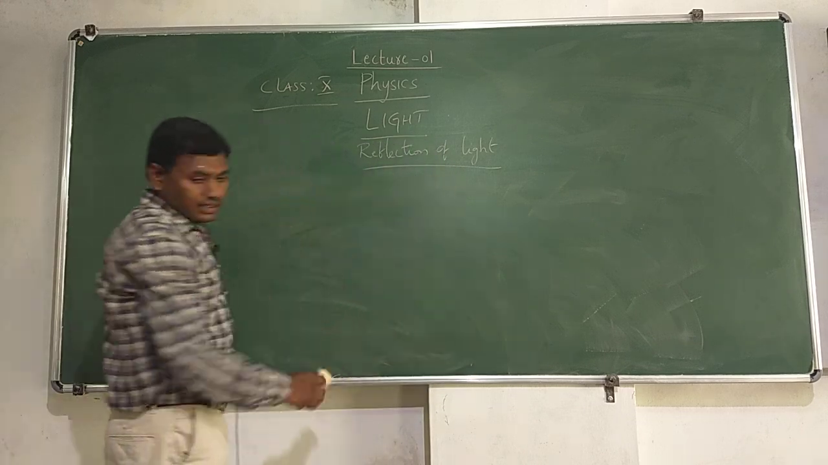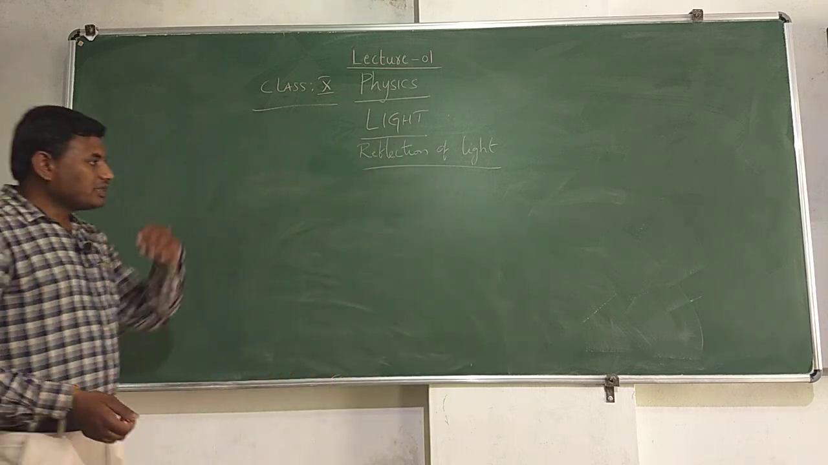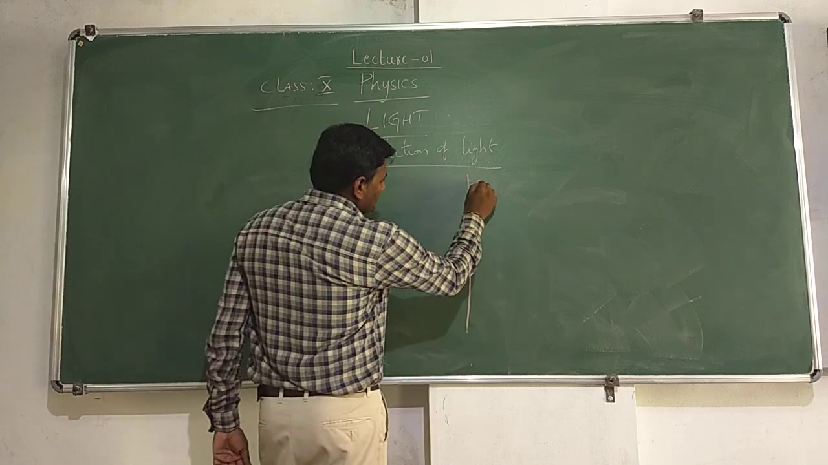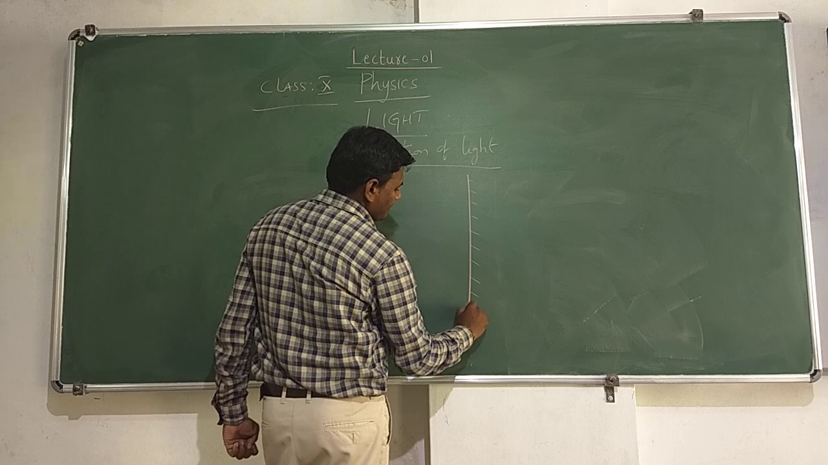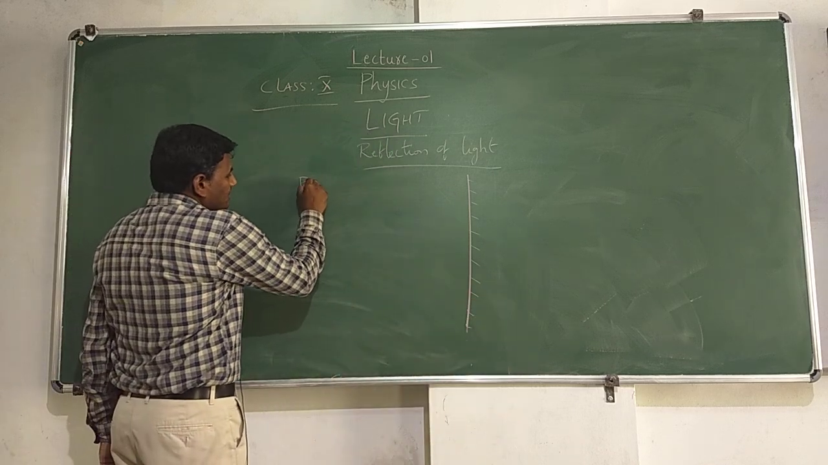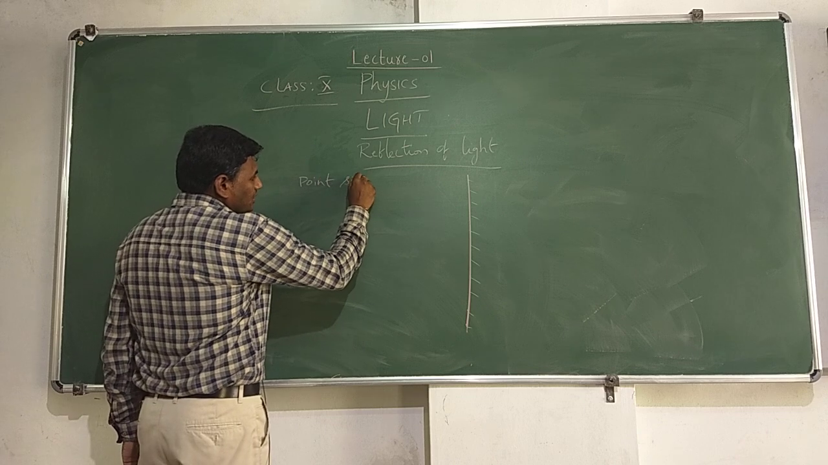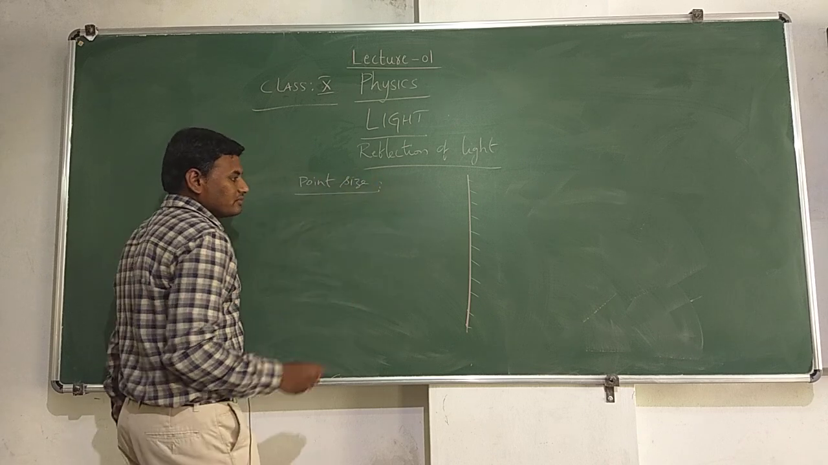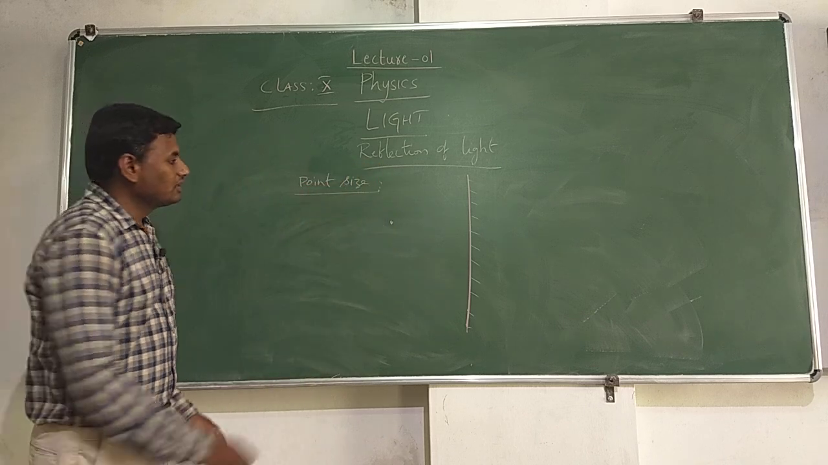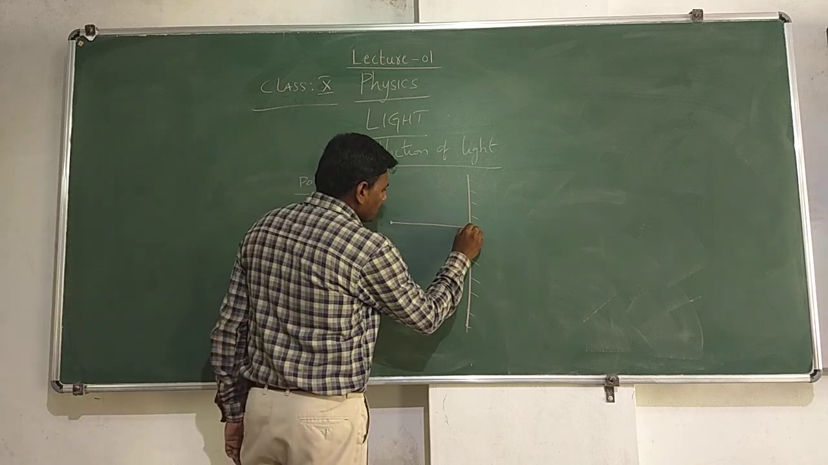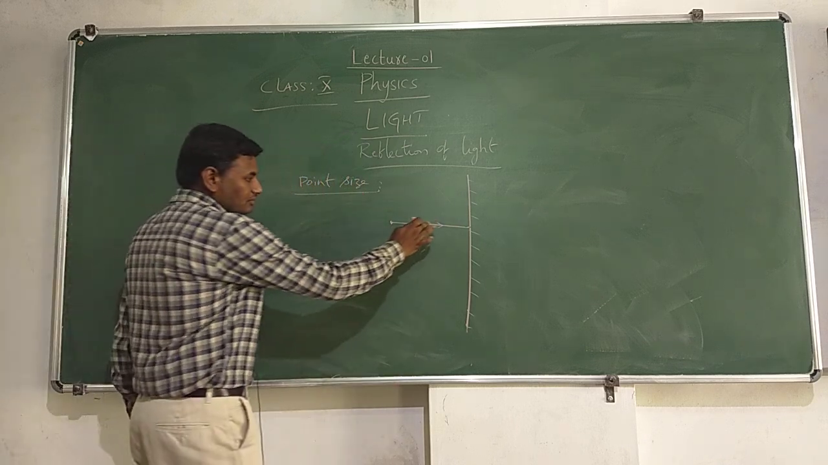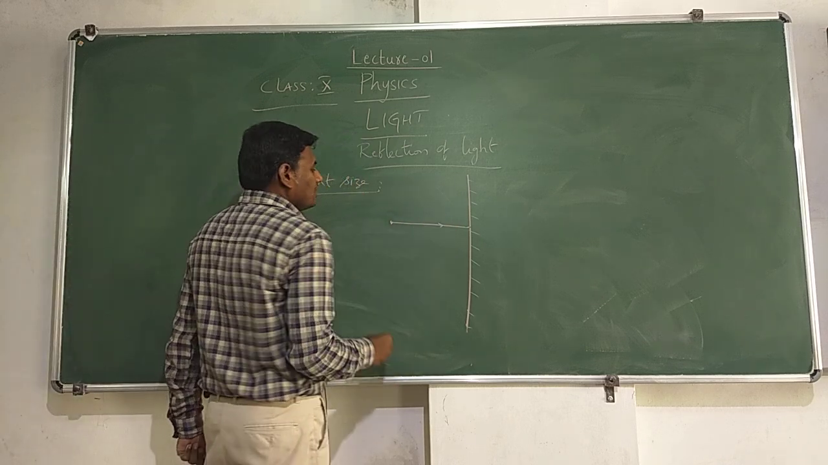Let us see the image formation on a plane mirror with the help of a ray diagram. Consider this as a plane mirror. Let the object be a point sized object. This is the size of the object. Draw a perpendicular line to this. So, this is a normal.